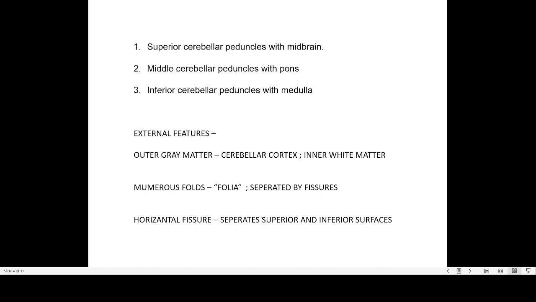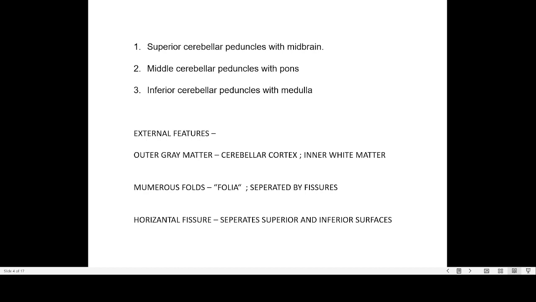Now the features. Internally, the outer gray matter is called the cerebellar cortex, and there is an inner white matter.